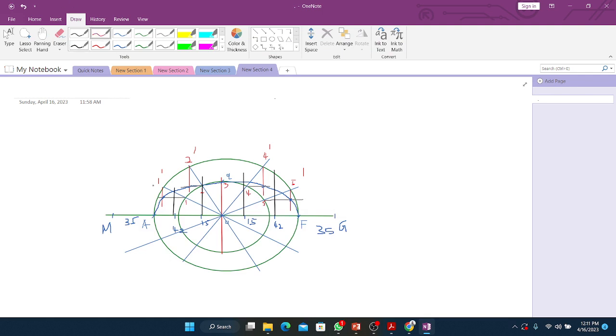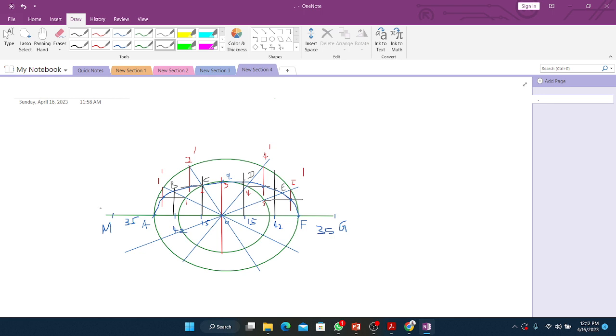This is our B point, C point, D point. This is D point, this is C point, this one is B point. This one is our E point. B, C, D, E. So after drawing that, I will explain one point at a time.